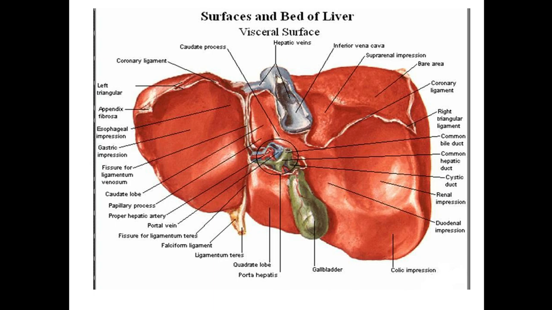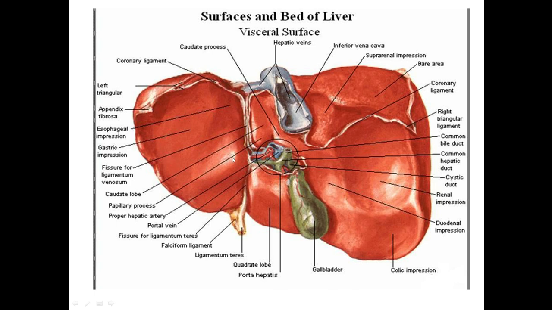Now let's see the bed of the liver. That is, what are the various structures, the various viscera, which form some relation, that is, they form the bed of the liver. What are these viscera? Starting from the left side, the first is the esophageal impression. Esophageal impression means the impression for the esophagus.